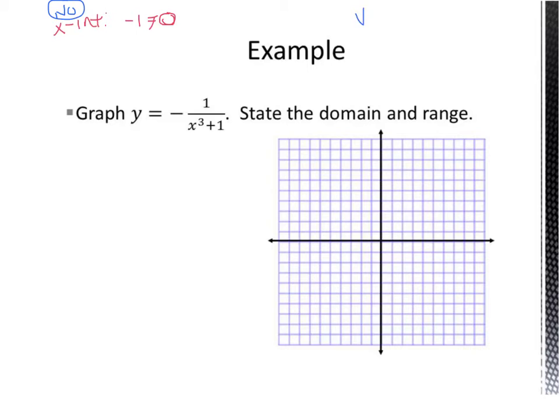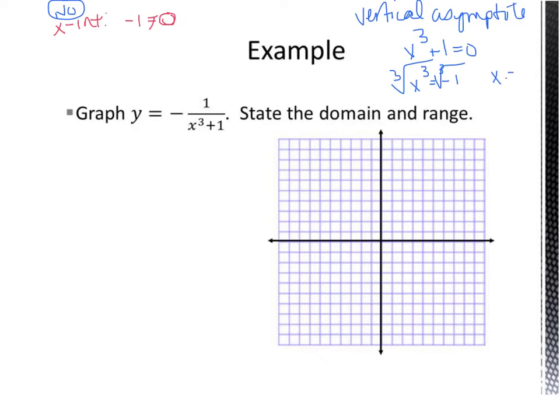And then if we look at our vertical asymptote, that's when we set the bottom equal to 0. So we get x cubed equals -1, and we're going to cube root both sides. X equals -1. So we have a vertical asymptote at -1.